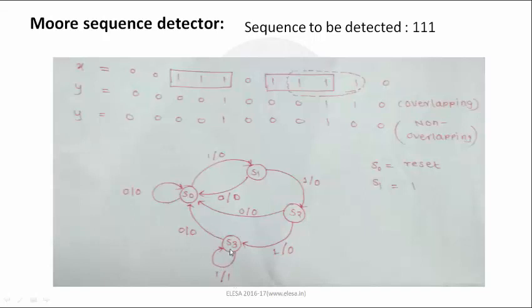This sequence is present in the state S3. Similarly for this S3, when the 0 input bit stream comes, it will go to the reset state, that is S0. This is how the Moore sequence detector works.